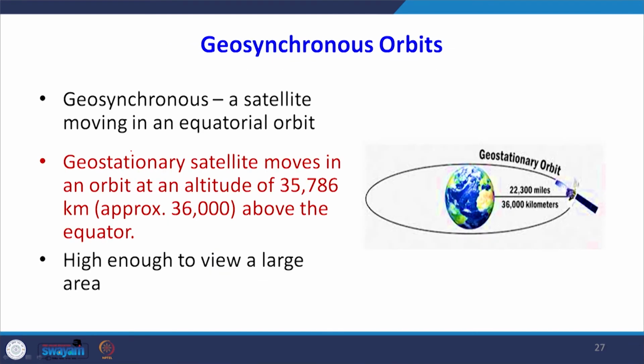Now, geosynchronous satellites are moving in the equatorial orbit. So, that orbit is very far from us, approximately 36,000 kilometer from the equator.